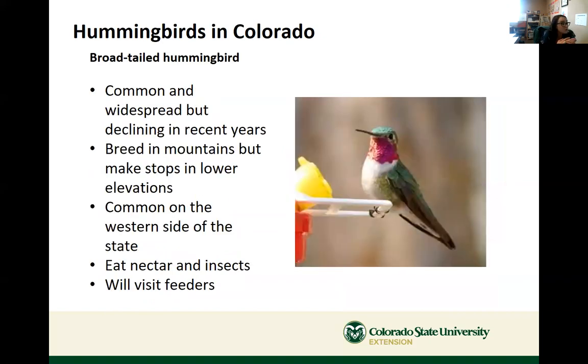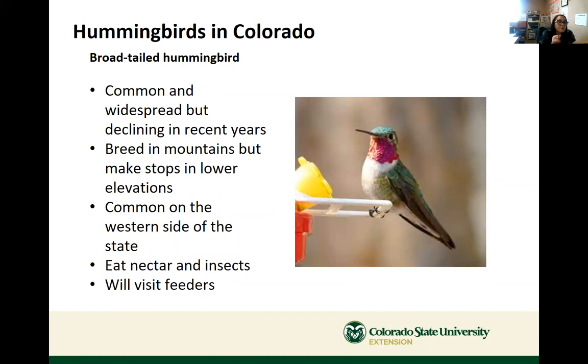So let's go over those 4 species. This is the broad-tailed hummingbird. In its range, it's very common and widespread. There have been some concerns with declining populations in recent years. They breed in the mountains, but they will make stops in lower elevations, especially kind of on their way to the mountains earlier in the season.